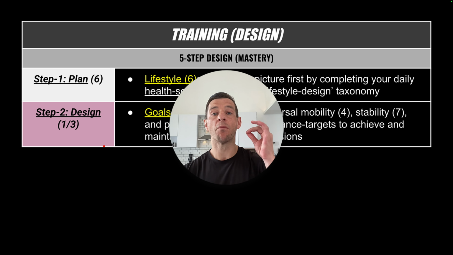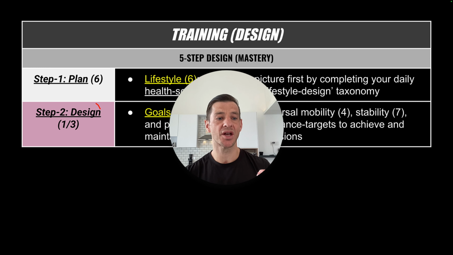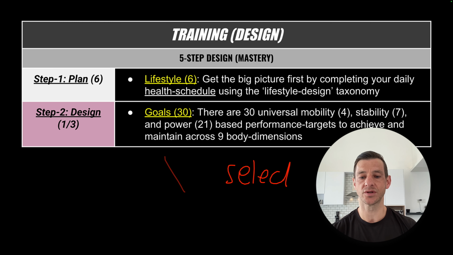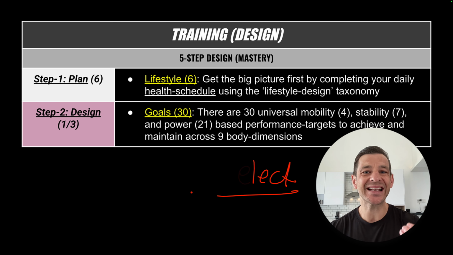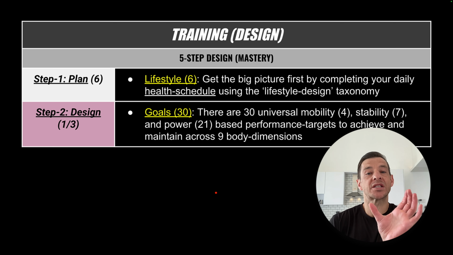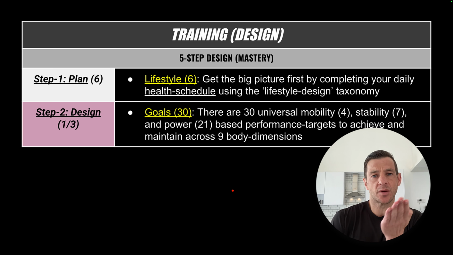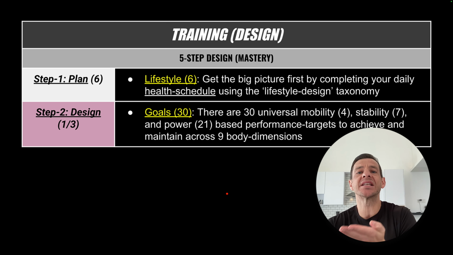Step number 2, master the 3 elements of exercise program design, starting with goals. In reality, we don't set goals, we select goals. What's the difference? Selecting a goal is looking at what's possible and then comparing ourselves to what is possible in terms of where we're currently at, and then closing that gap.